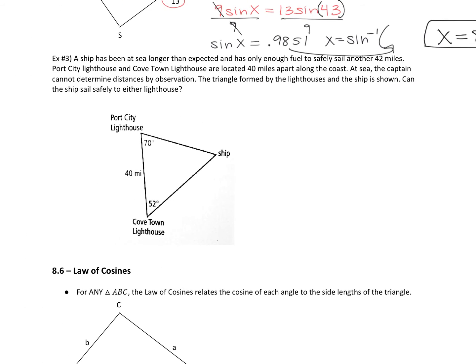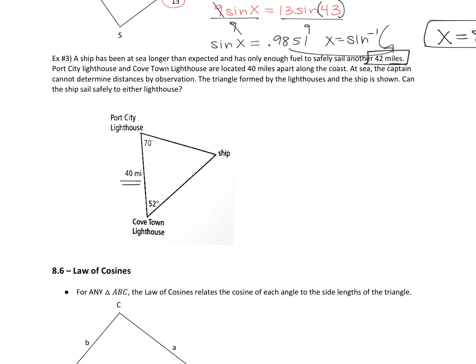Okay, this last one is kind of a double problem. Here's what it says. A ship has been at sea longer than expected and has only enough fuel to safely sail another 42 miles. Port City Lighthouse and Covetown Lighthouse are 40 miles apart along the coast. At sea, the captain can't determine distances by observation. The triangle formed by the lighthouses and the ship is shown. Can the ship sail safely to either lighthouse? So basically what we're saying is, is this distance going to be 42 miles or less? And is this distance going to be 42 miles or less? So we're trying to figure out which one he can go to, if either, or maybe both.